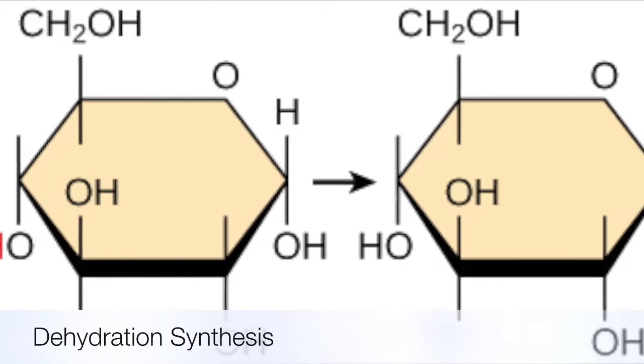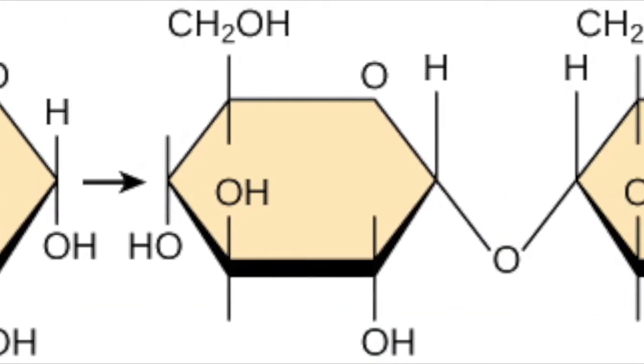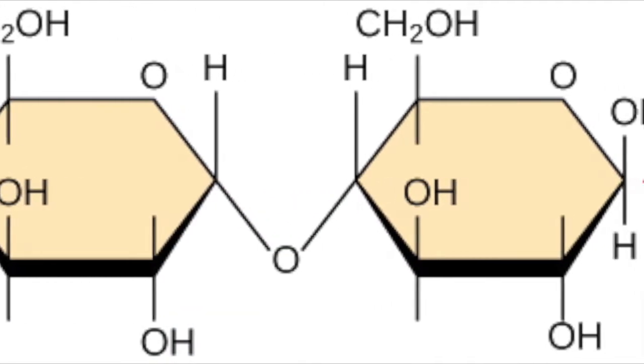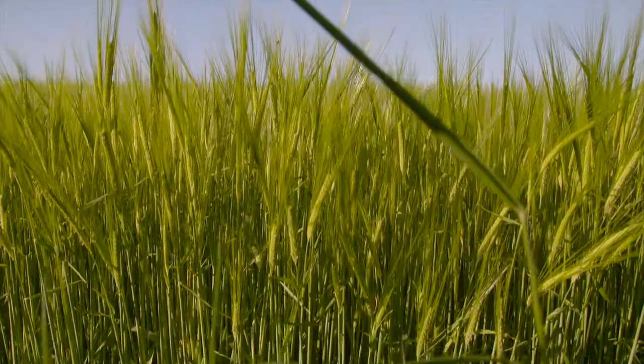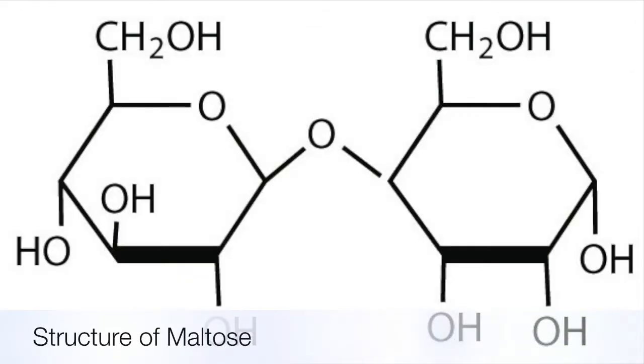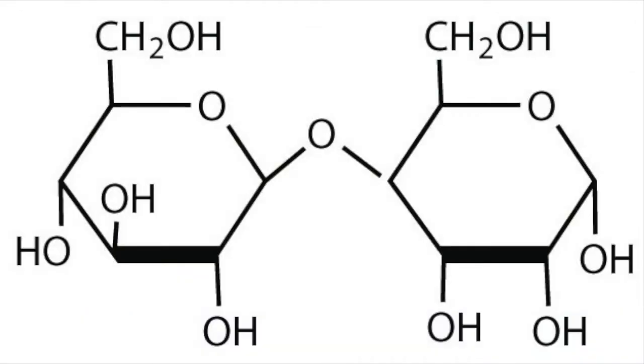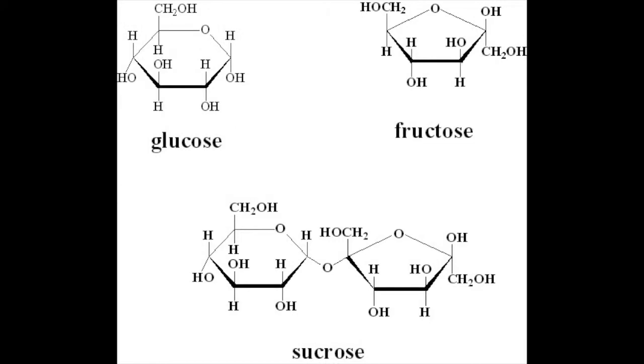Disaccharides use dehydration synthesis to produce glycosidic linkages between two monosaccharides. For example, maltose, a sugar found in barley, is formed by two glucose molecules with a glycosidic linkage at number 1 carbon of the first molecule and the number 4 carbon of the second, or a 1,4 linkage. Sucrose is formed by a 1,2 linkage between glucose and fructose, and lactose is formed from glucose and galactose.